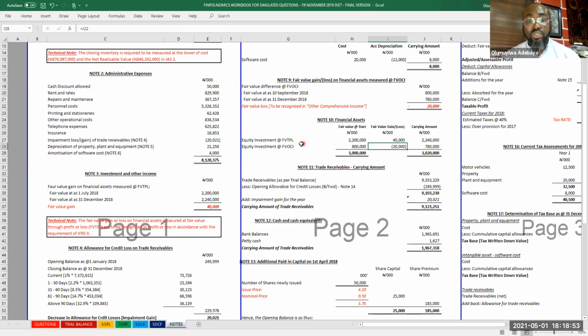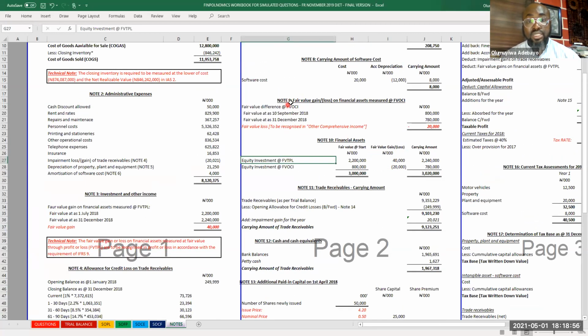And where is that? That is it here. Now, look at it. The fair value of the one measured at fair value to OCI as at 10th of September 2018 was 800. 800 is the balancing figure between the 3 billion and the 2.2 billion. Now the fair value now is 780, which means there's a fair value loss to be recognized in OCI because of the classification. Invariably, the carrying amount of the financial assets of 3 billion has now reduced to 2.98 billion naira. That is that.